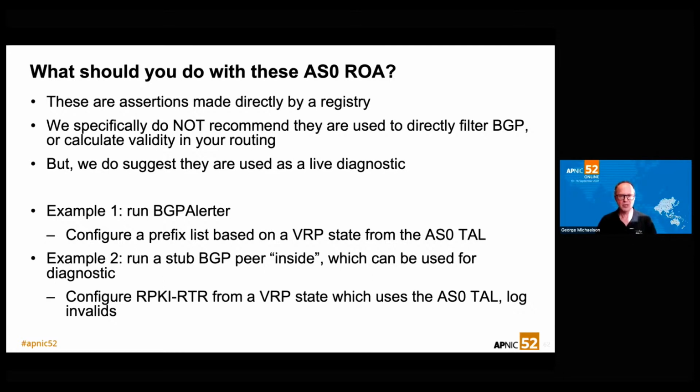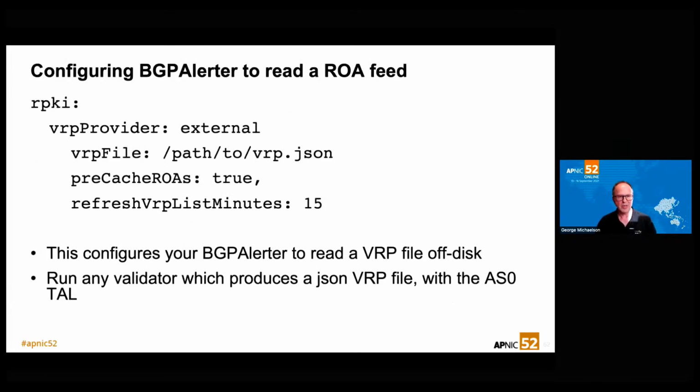Here's two ways you can do that, using BGP Alerter or running a stub BGP service. BGP Alerter is a complex system. You're going to have to read about it from its developers, but it has a way to tell it to read the output of a validator as a set of VRPs in JSON format. Well, we can use that.